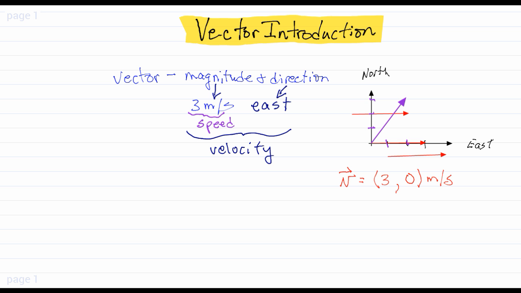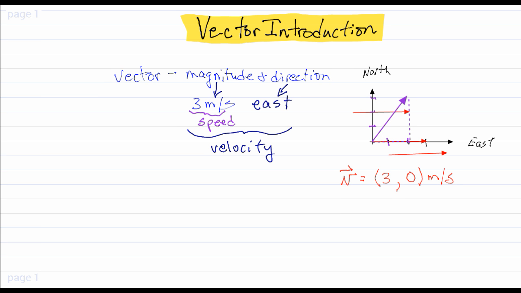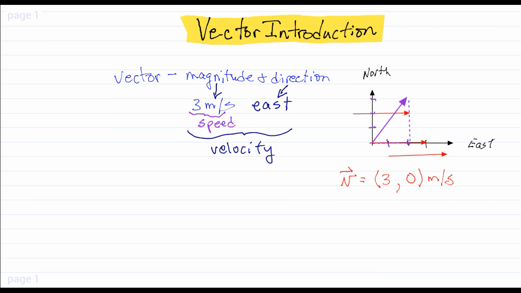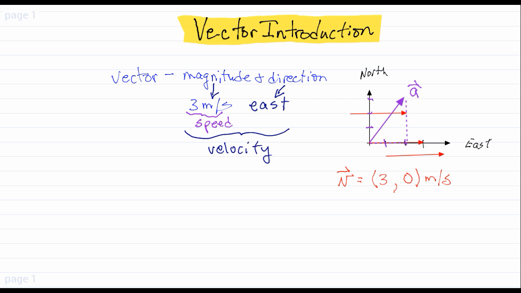So this vector, we have a component which goes in the east direction and a component which goes in the north direction. We can write this vector in the following way. Let's say this vector is A. So this is vector A. This vector A we can write as, in the east direction we have a distance of 2, and in the north direction we have a distance of 3. And again, this is all in meters per second.